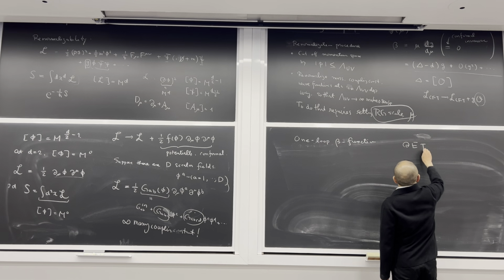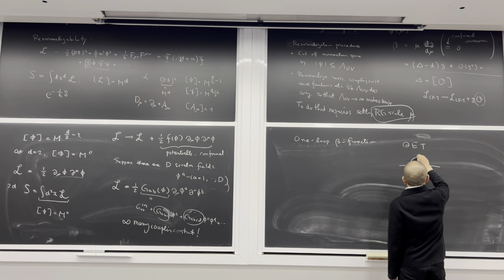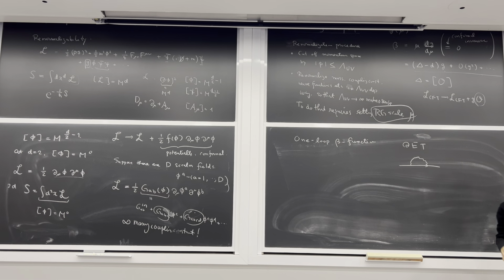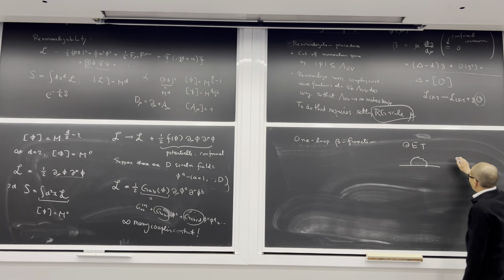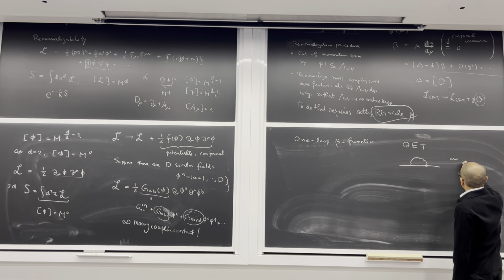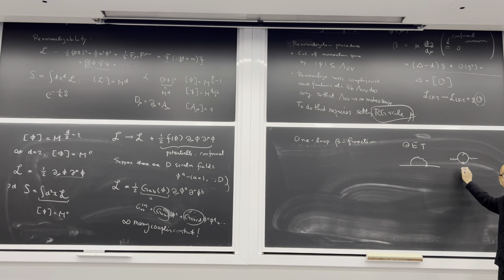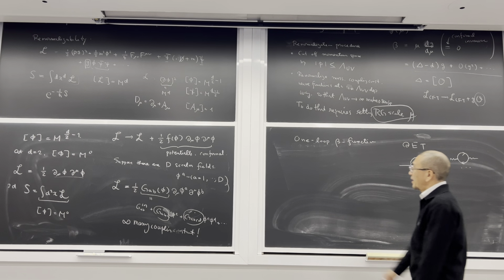And so in QED, what's the one loop diagram? Well, a one loop diagram may look something like this. So this renormalizes the mass. You can also have a photon propagator like that, etc. So you can have those kinds of things. So you do the same thing here.